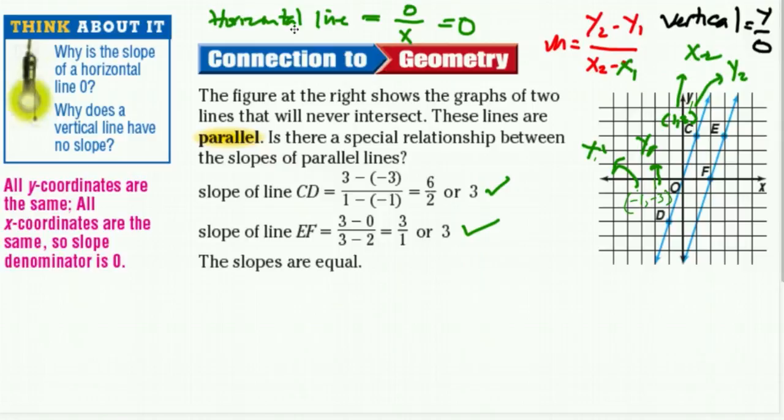So in the horizontal line, your change in y would be 0, and that's the reason why your slope is 0. In a vertical line, your change in x would be 0, and you cannot divide a number by 0, and that's the reason why it will have an undefined slope, or simply there is no slope.